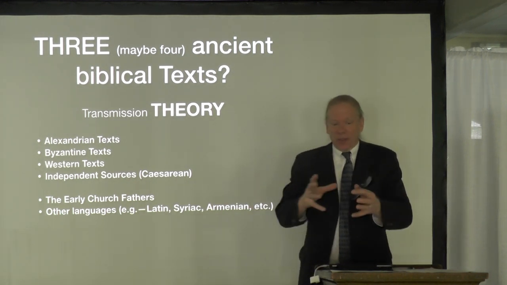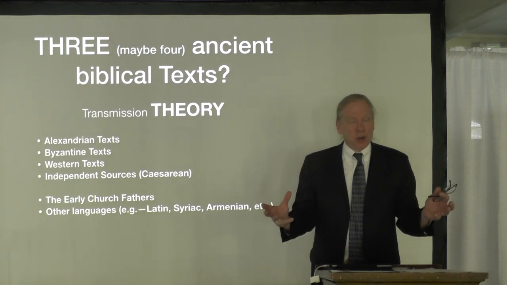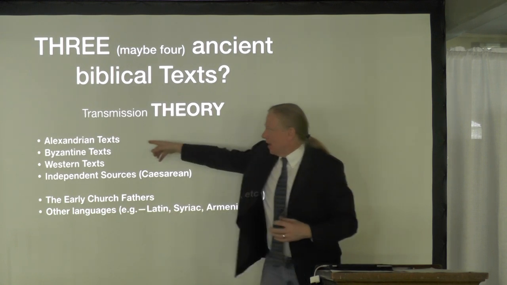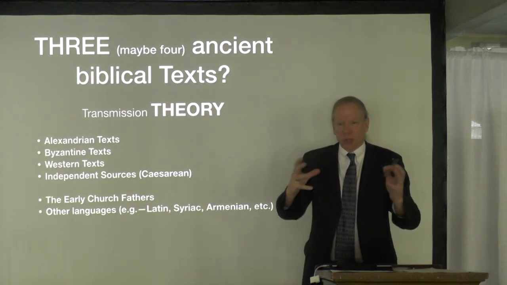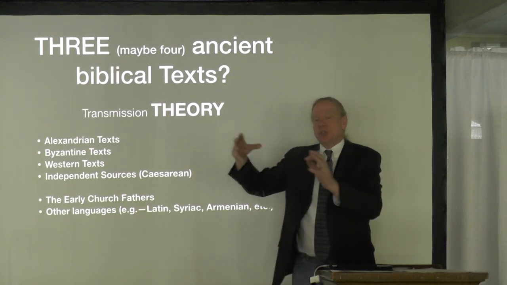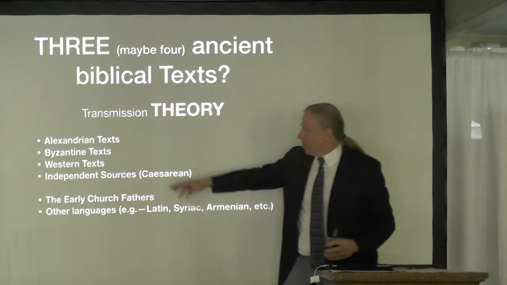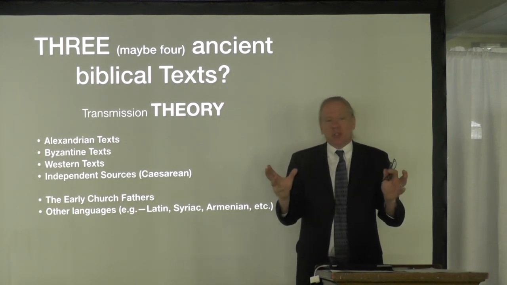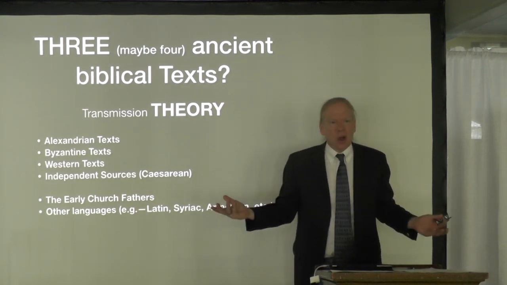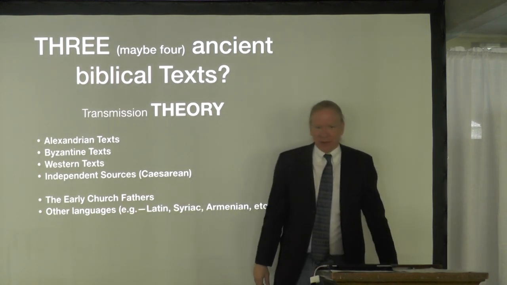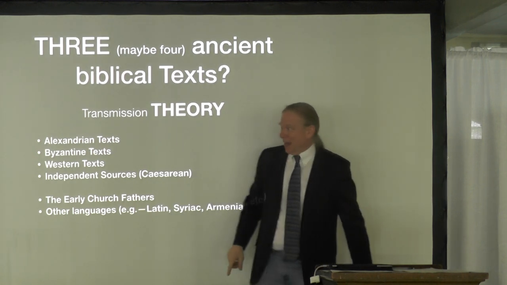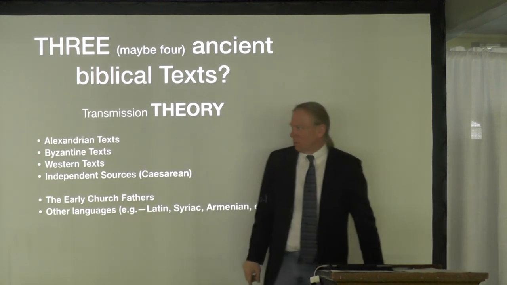based on the idea that there are certain texts that share certain commonalities. And so we label them the Alexandrian texts because they share certain commonalities. They don't agree 100% on everything, but they share certain commonalities. And the Byzantine texts share certain commonalities. So there might have been an original text back there. We don't know. We don't have that. We may have the Alexandrian original text. We'll come back to that. But we don't have the original Byzantine text.